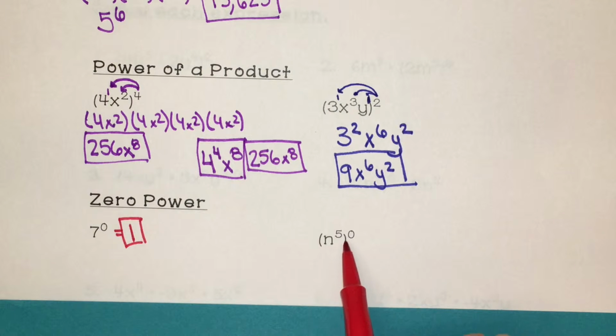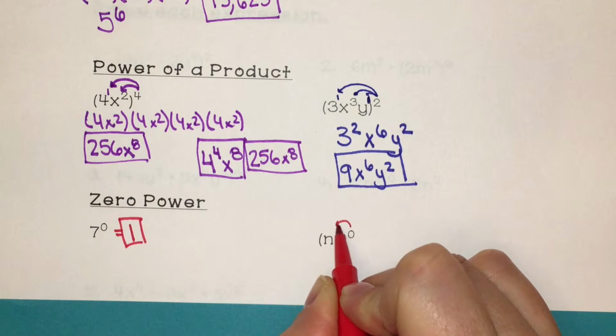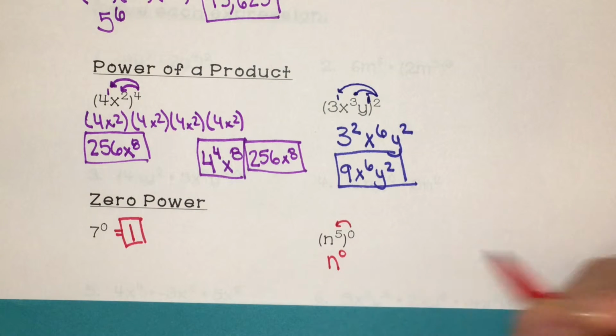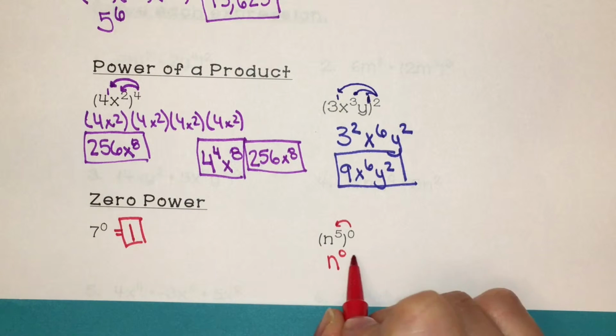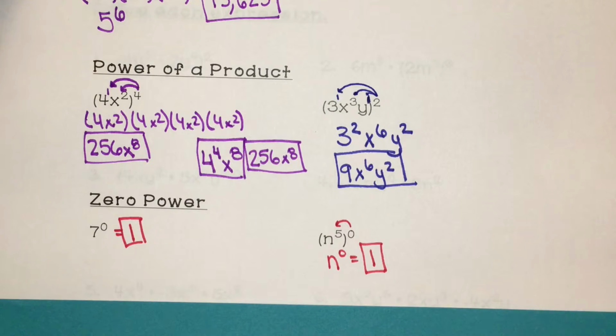Okay, so same thing here. If you have 0 on the outside and everything else is inside the parenthesis, it's going to be raised to the power of 1. Because remember, when you have a power raised to another power, you multiply the exponent. So n to the power of 5 times 0 is 0. N to the power of 0. Anything raised to the power of 0 equals the number 1. Okay, that's my favorite because it's so easy.